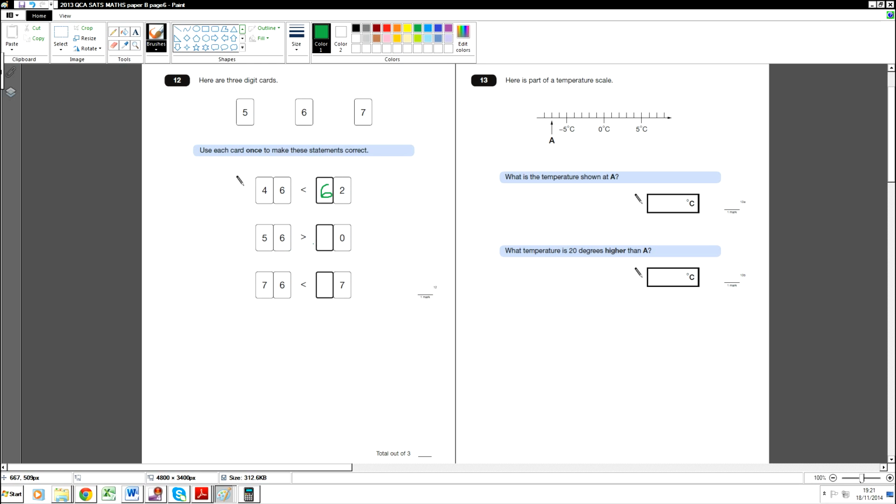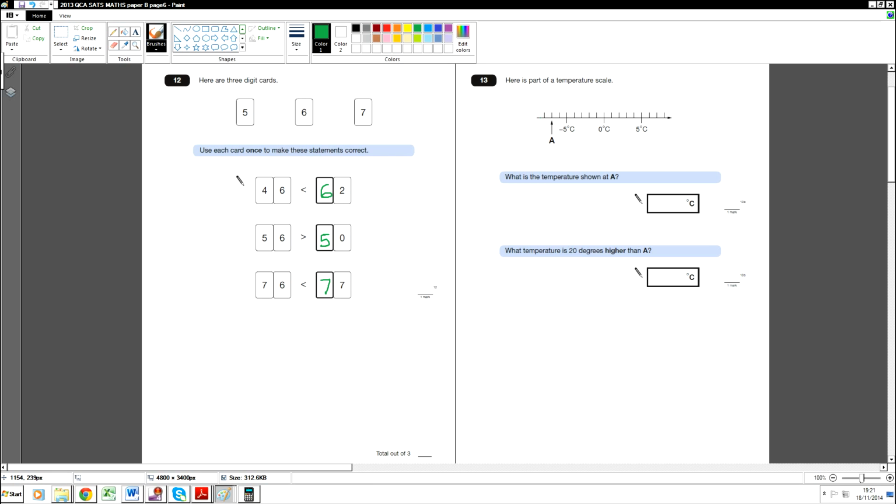56 is more than 50. 76 is less than. The numbers can only go in those particular places. Nowhere else. You've got to get all 3 of them right to get 1 mark. Well done, Dragan. Well done.